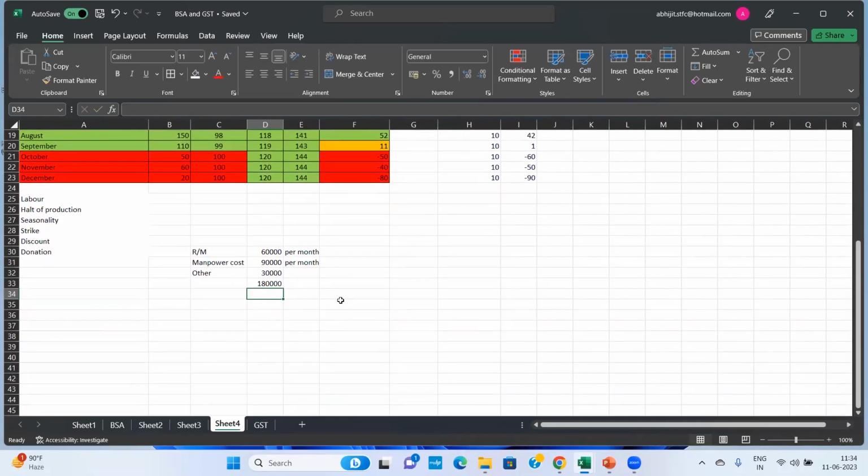And in the market, I have to give credit for 3 months. So how much provision should I keep? How much provision should I keep for my working capital?